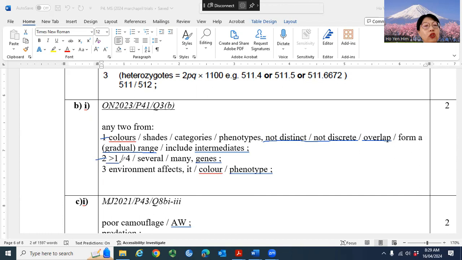As long as more than one gene is involved, it is called polygenic. In this case, it's four. And number three, the flower color is affected by CO2 concentration.